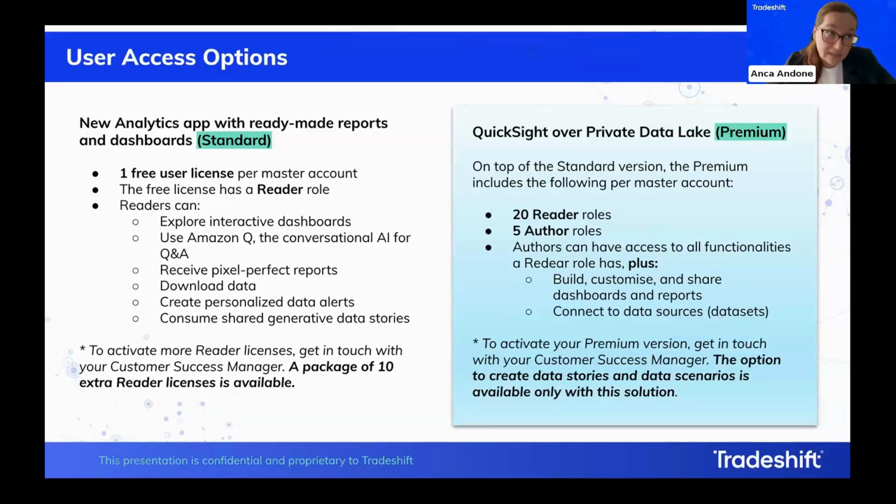Readers can basically consume the data that is available, the standard reports and dashboards, use Amazon Q, as Ioana mentioned earlier, download the data without limitations on volumes or number of lines to be included in the CSV or Excel file, and also consume the data stories that have been created by authors. In case more reader licenses are needed, this is possible. It can be enabled. There are packages of 10 extra licenses to activate. For this, the recommendation is to reach out to your customer success manager for details.